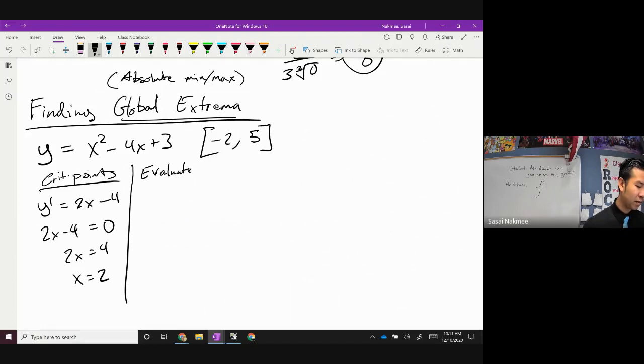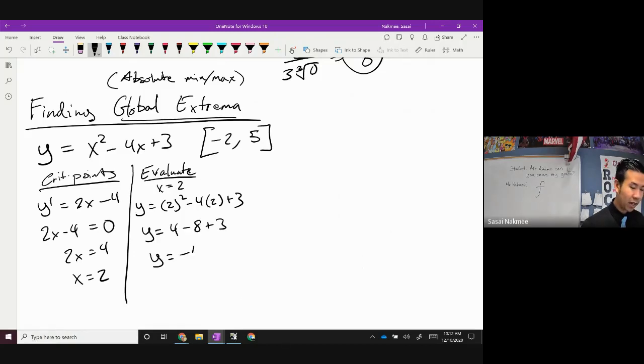How do you evaluate? We're going to evaluate at x equals 2, and I just plug it in. So I have y equals 2 squared minus 4 times 2 plus 3. I have y equals 4 minus 8 plus 3, and I get y equals -1. So at x equals 2, I have an output value of -1.